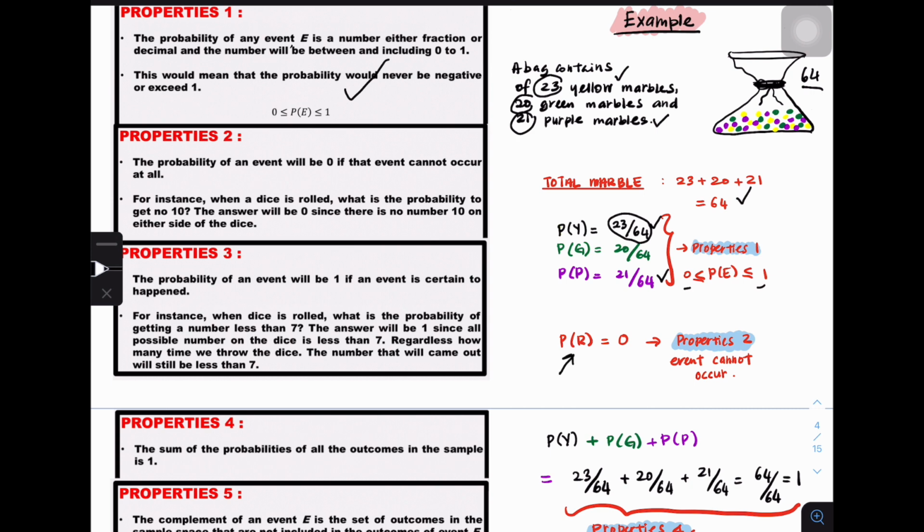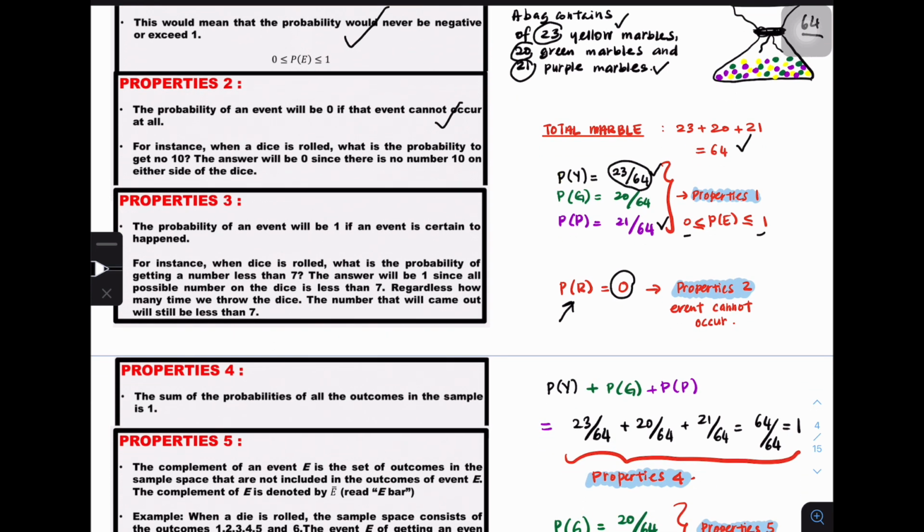Probability kita akan dapat red marbles berapa? Dalam beg ni kita ada guli warna kuning, guli warna hijau dan guli warna purple. Kalau saya tanya awak, apa kebarangkalian kita akan dapat guli warna merah? Jawapannya adalah kosong. Kenapa? Kerana event itu tidak mungkin berlaku. Dalam beg ni tak ada guli warna merah. So, the probability is equal to 0. So, itu adalah properties number 2, di mana kalau event itu tidak berlaku, bermaksud dia punya kebarangkalian adalah bersamaan dengan kosong. Okay.